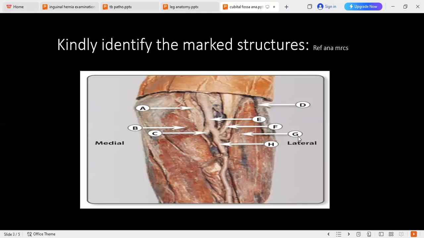And G is the brachioradialis. Please tell me the origin, insertion, action, and innervation of the muscle G. Its action is flexion of the forearm. It is innervated by the musculocutaneous nerve. Okay, and origin and insertion, you can tell me later.